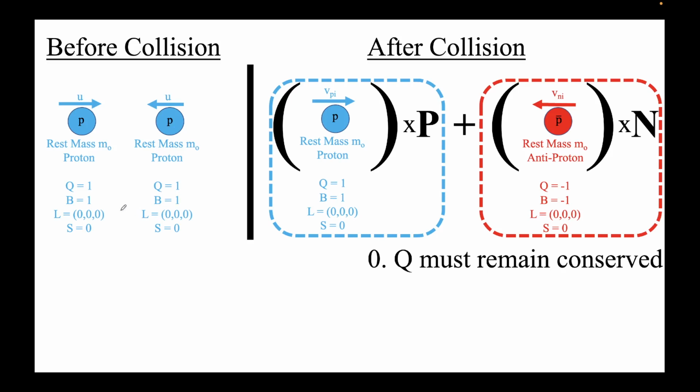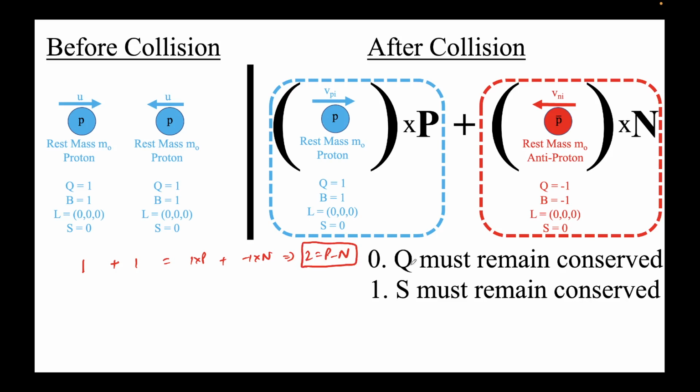So we'll write the charge on the reactant side. That will be 1 plus 1. This should be equal to, the charge is 1 times P plus minus 1 times N. So if I solve it, it will come out to be 2 equal to P minus N. This is my first expression.